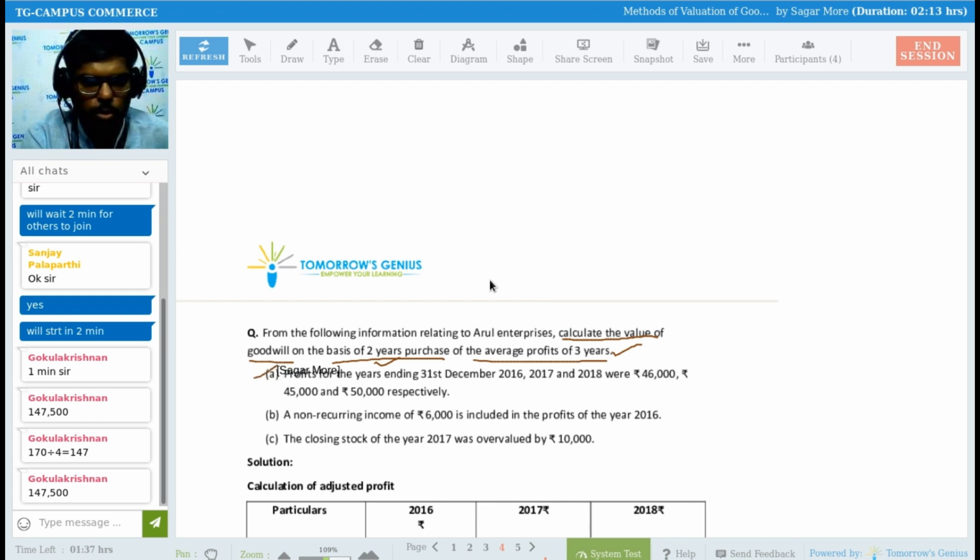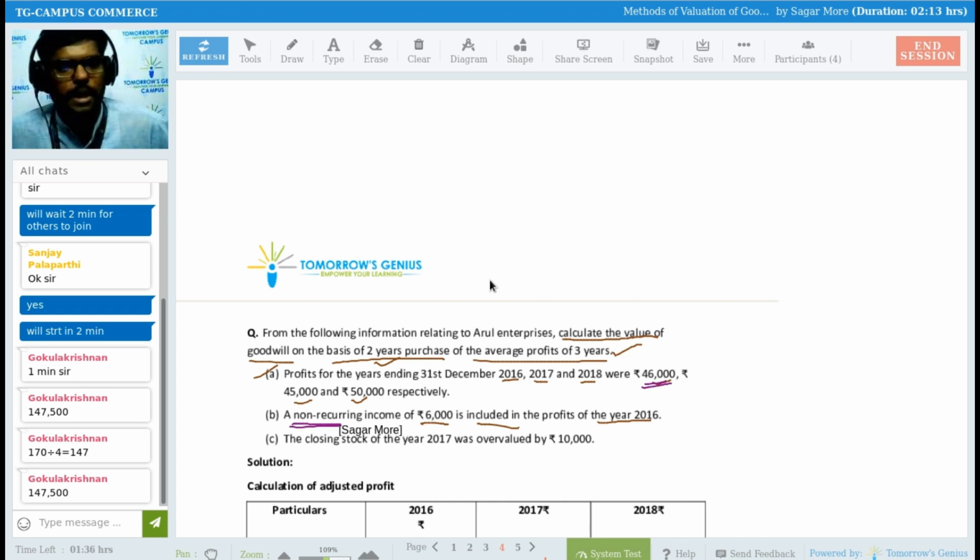So first adjustment. Profit for 3 years ending on 31st of December 2016, 17 and 18 is 46,000, 45,000 and 50,000. So the last 3 years' profit is given to me. A non-recurring income of 6,000 is included in the profit of 2016. So what they are saying is that in the 46,000 rupees of profit of 2016, one non-recurring income is included.